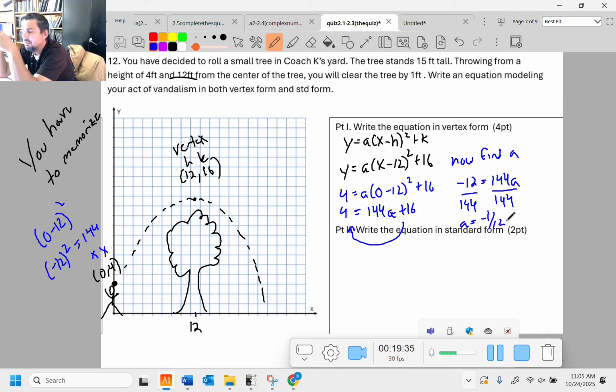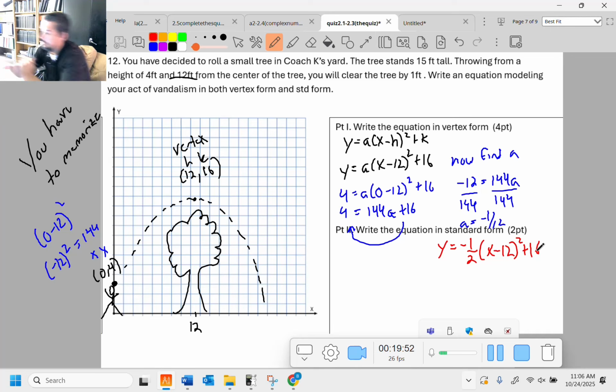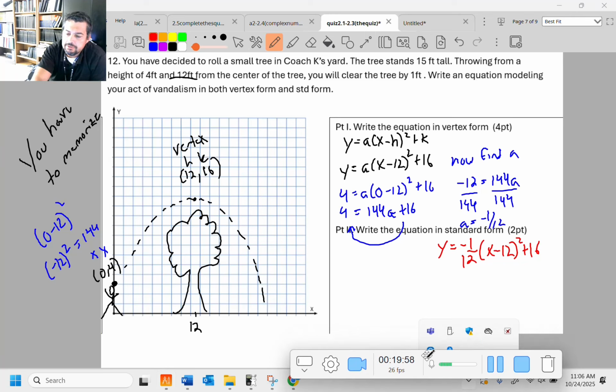And an alarming number of children change that to negative 1/2. I don't know why. But anyway, the full equation is y equals negative 1/12 of x minus 12, quantity squared, plus 16. Oh, I wrote the 12. 1/12. I said 1/12, but I wrote a half. Guilty of the same thing, apparently.